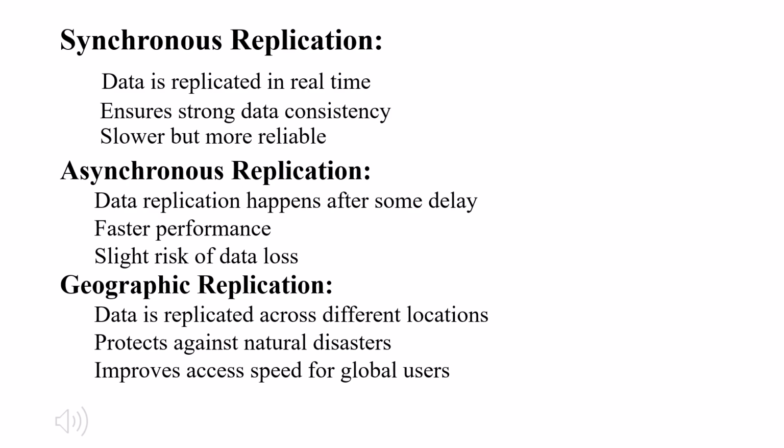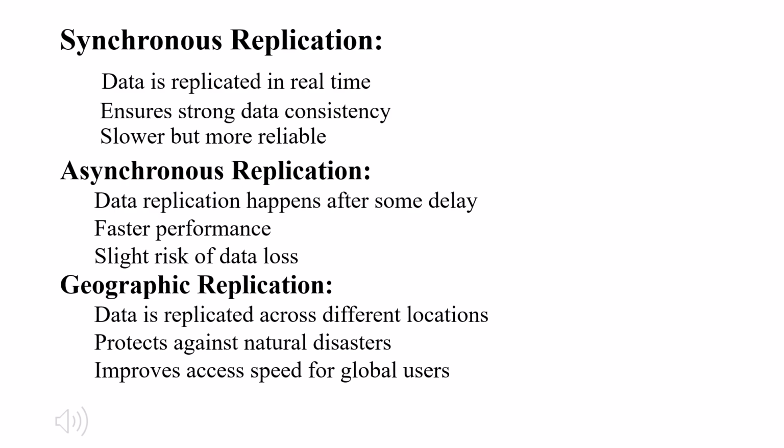Next, synchronous replication. In synchronous replication, data is replicated in real time. Every data update is written to all replicas at the same time. It ensures strong data consistency as all copies remain identical. It is slower because the system waits for all replicas to be updated. More reliable, it is commonly used in critical systems like financial applications.